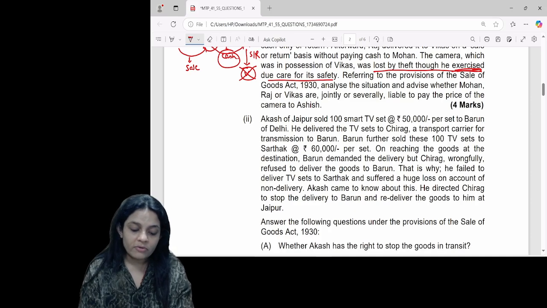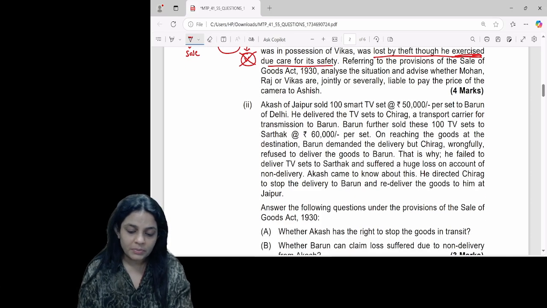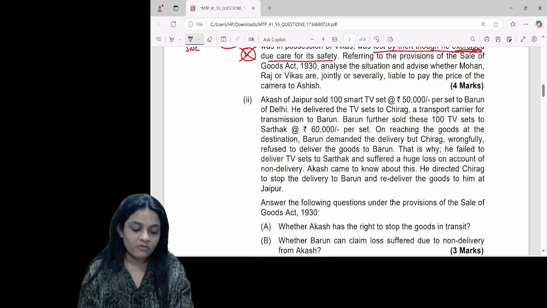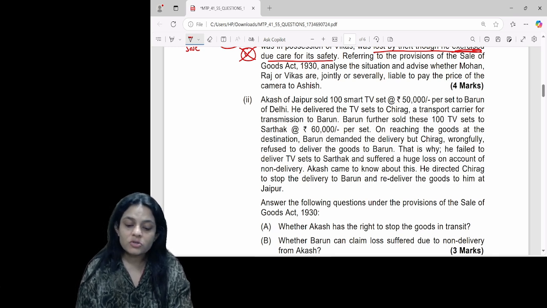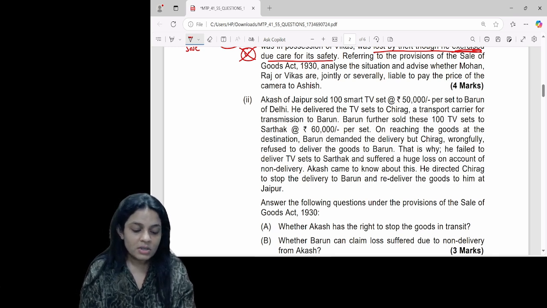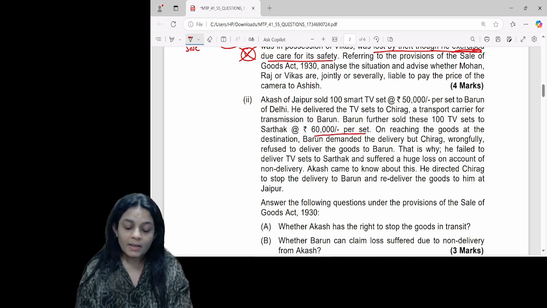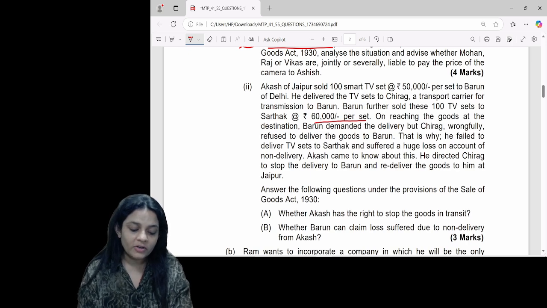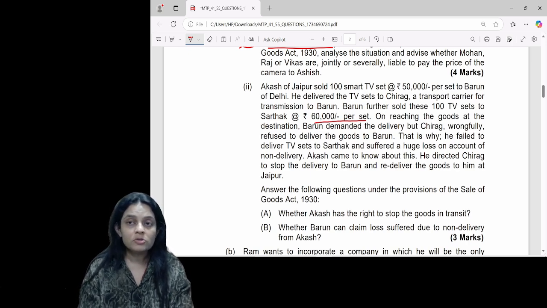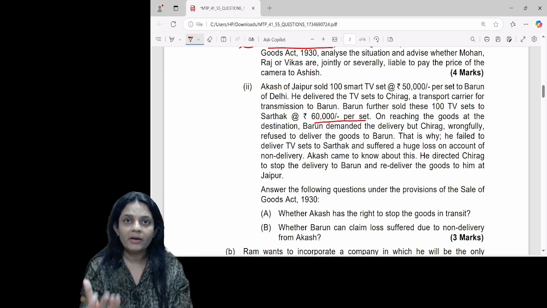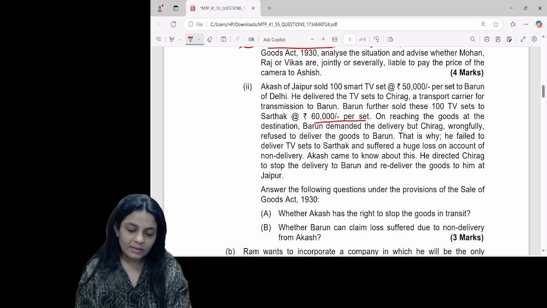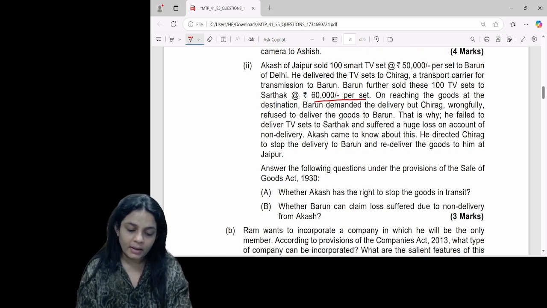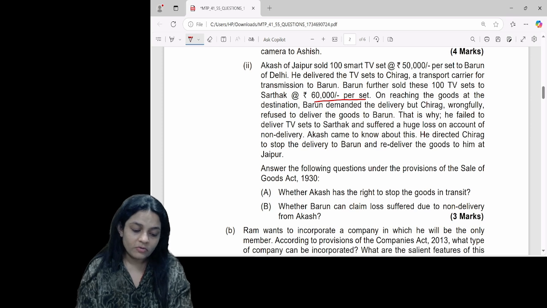Akash of Jaipur sold 100 smart TV sets at 50,000 per set to Barun of Delhi. He delivered the TV sets to Chirag, a transport carrier, for transmission to Barun. Barun further sold those 100 TV sets to Sarthak at 60,000 per set. On the goods reaching the destination, Barun demanded delivery, but Chirag wrongfully refused to deliver the goods to Barun. So the acknowledgement of the goods has been done. The buyer is ready to take the delivery. That is why he failed to deliver the sets to Sarthak and suffered a huge loss on account of non-delivery.